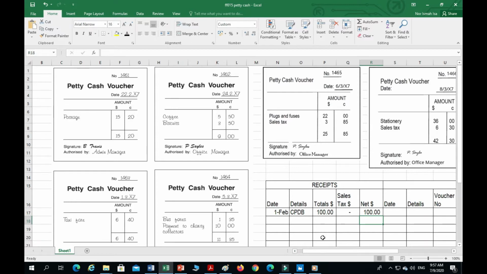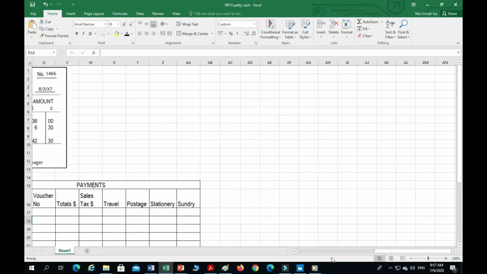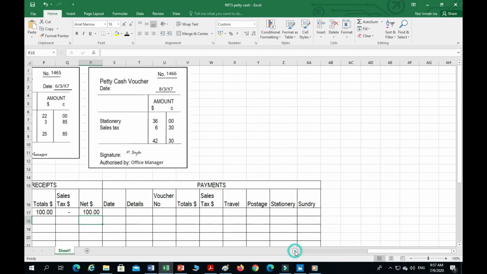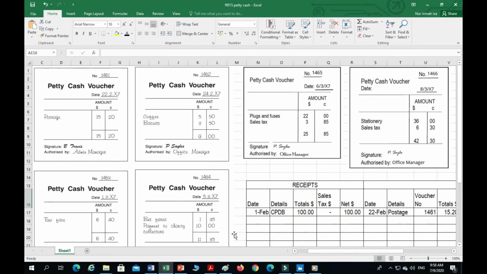Okay, look at the first voucher. This is 22nd February, postage. So we just record it at the payment side. This is the February postage voucher 1461. The total amount is 1520. This is for the analysis item. Just put 1520, and the same goes for the next voucher, 1462.